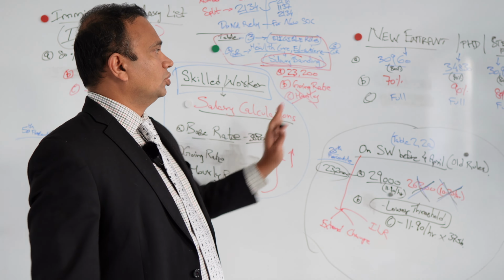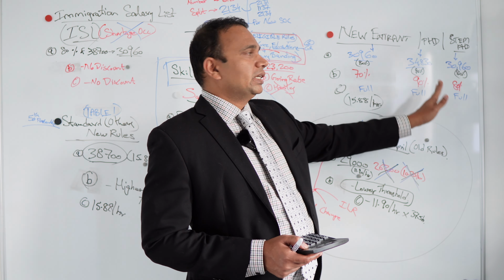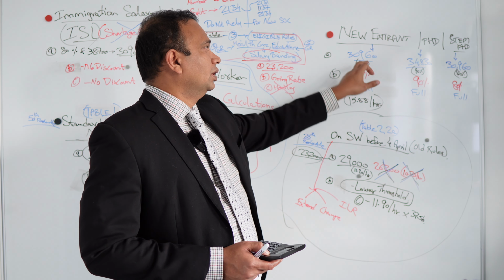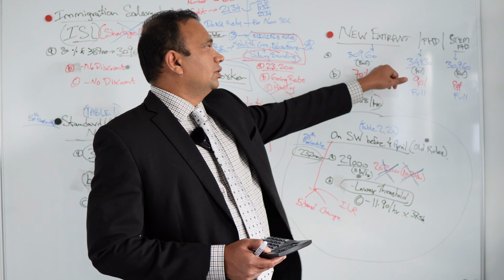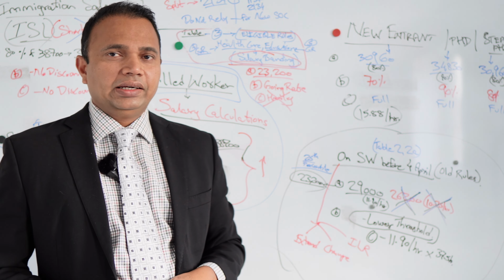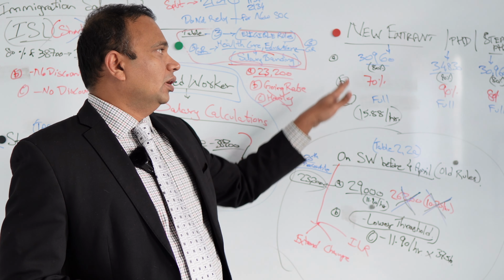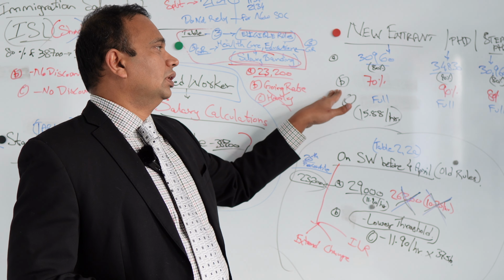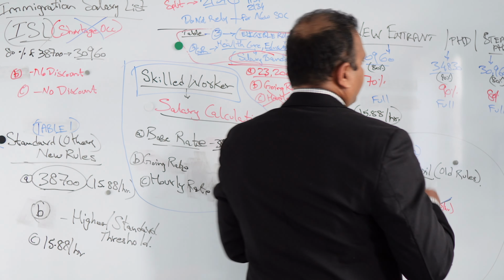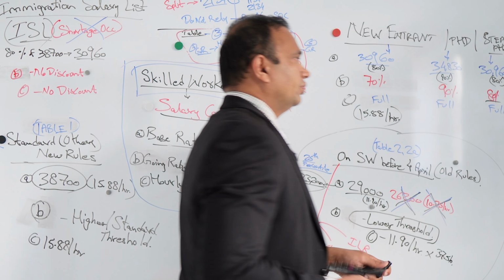This is how new entrant salary is calculated. On similar lines, PhD and STEM, exactly they are the same. There it is 80% of 38,700, that is the base rate discount. Here there is a 10% discount, here there is a 20% discount. So more or less STEM, PhD and new entrant are exactly the same, the way you calculate it, because 30,960 is the minimum base for both of them, and here it is 70. Okay, so that is the difference.